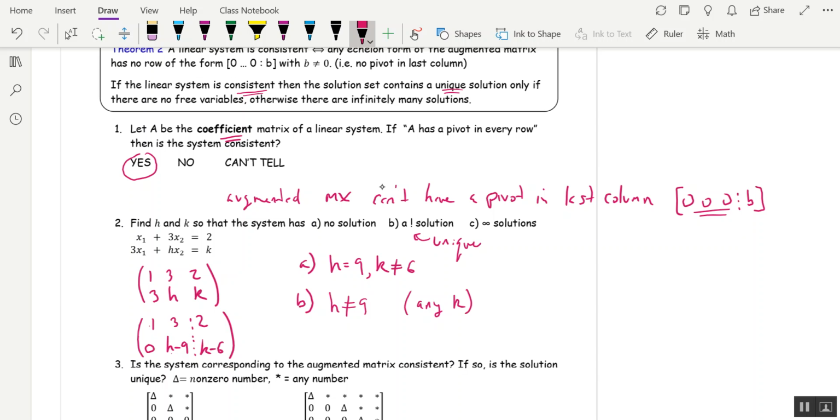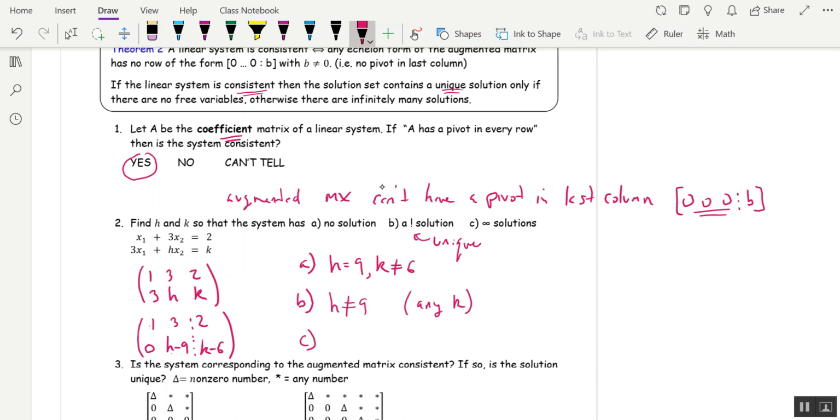That's fine. It would just mean x2 is 0. 0 is a fine number. But if k is not 6, then you're just going to have to solve for x2, but x2 will not be free. So C, infinitely many solutions, you need a free variable.